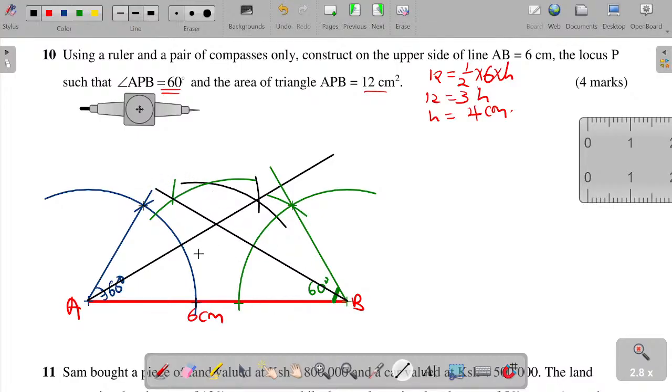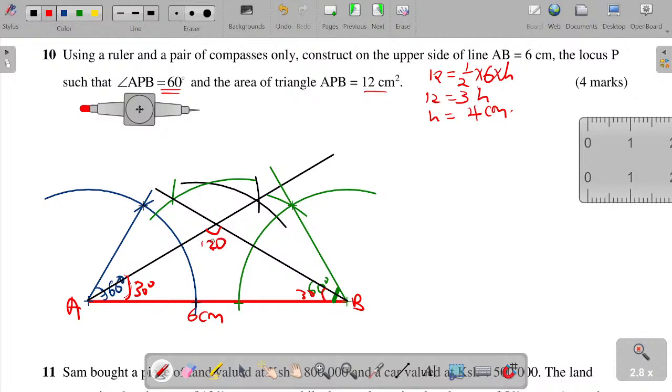So this point of intersection, maybe before that, let me just use a red pen. Now this angle here, learners, is now 30 degrees. This one here also is 30 degrees. Obviously, this angle here is now going to be 30 plus 30, that will be 60. Subtract from 180, this will be 120.